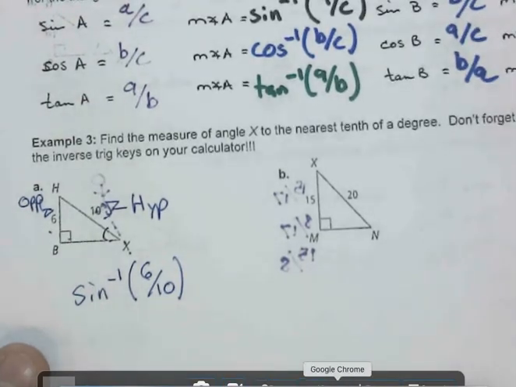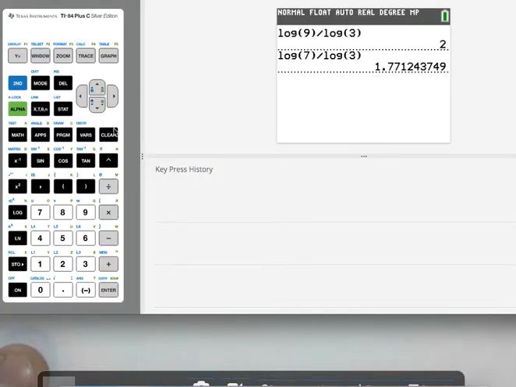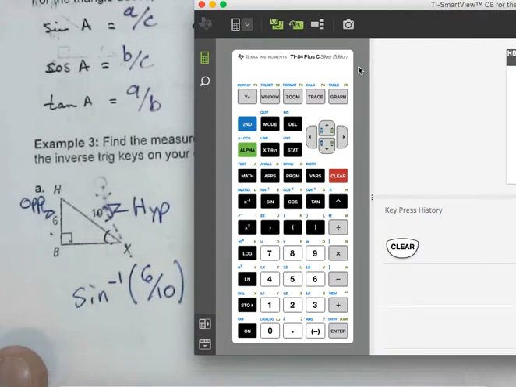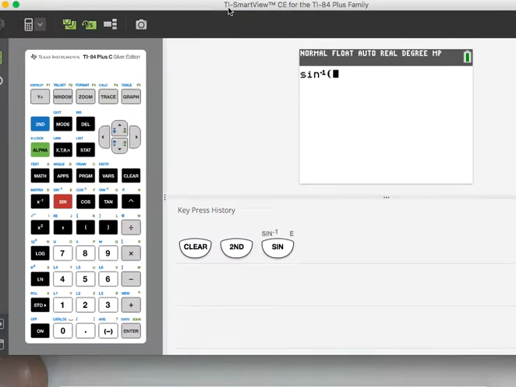And this is where you're definitely going to need a calculator. So we can clear this out. We're going to be taking sine inverse. So we'll hit second, we'll hit sine, and then we hit the fraction, which in this case is 6 over 10.